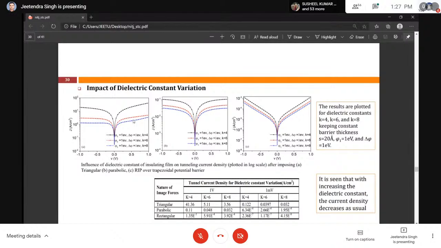This graph basically shows the impact of the insulating dielectric constant when we increase the dielectric constant of the material by keeping the barrier height and work function difference constant. You can see that when we increase the dielectric constant of the insulating material, the current will decrease.